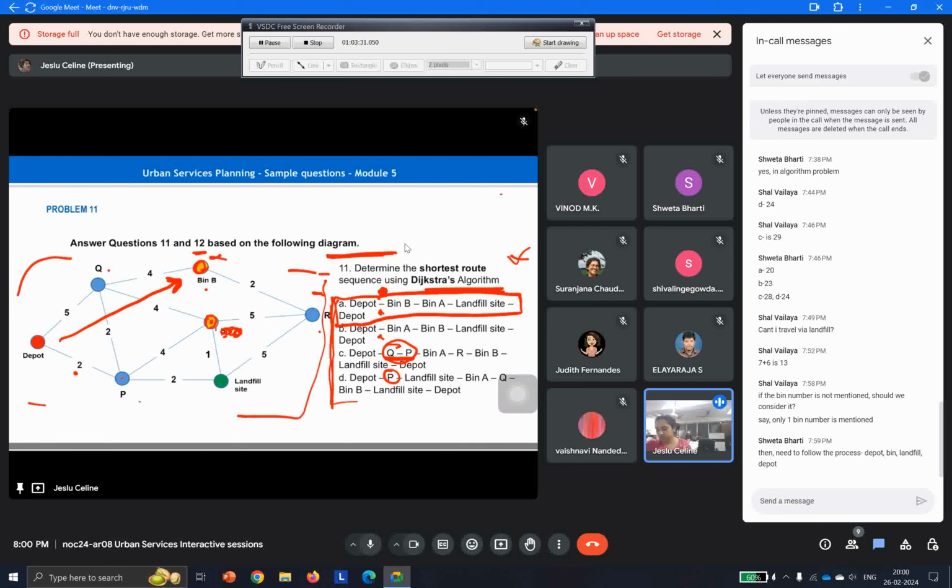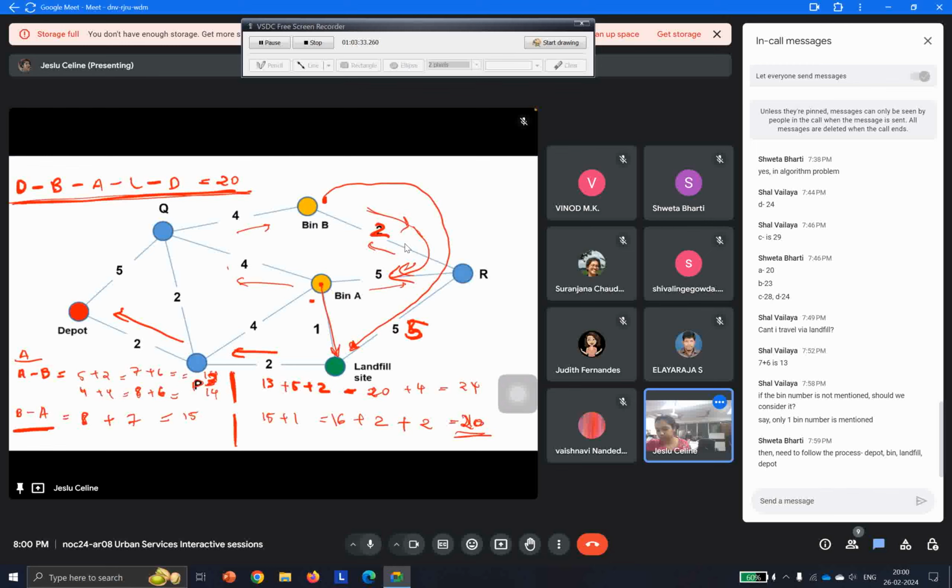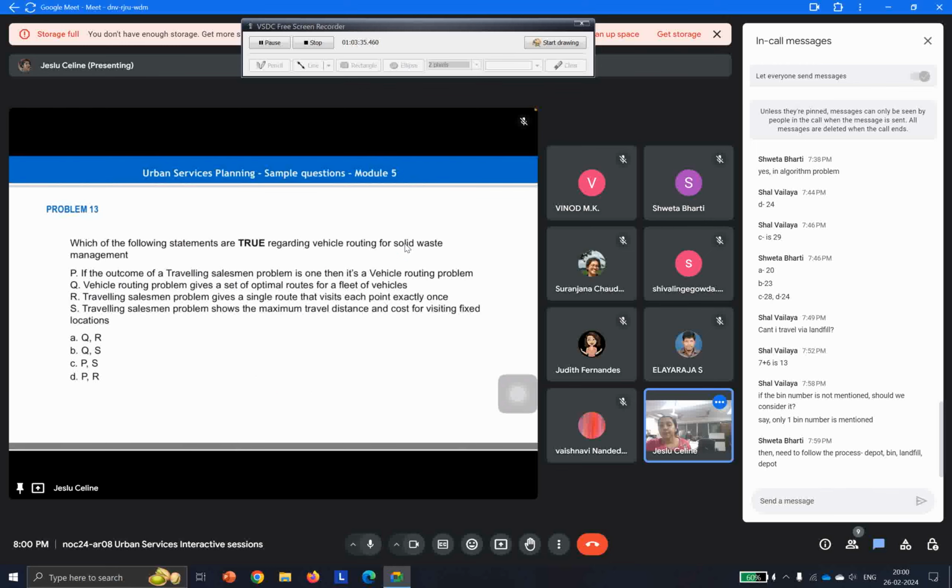Okay, so let's proceed on to the next question. Which of the following statements are true regarding vehicle routing for solid waste management? P. If the outcome of a traveling salesman problem is 1, then it is a vehicle routing problem. Q. Vehicle routing problem gives a set of optimal routes for a fleet of vehicles. R. Traveling salesman problem gives a single route that visits each point exactly once. S. Traveling salesman problem shows the maximum travel distance and cost for visiting fixed locations.